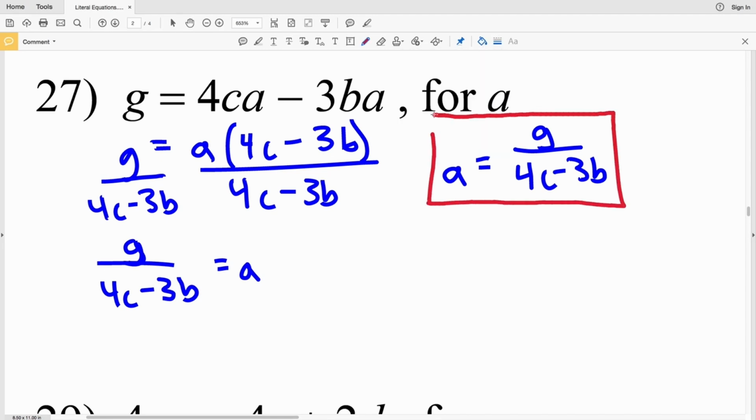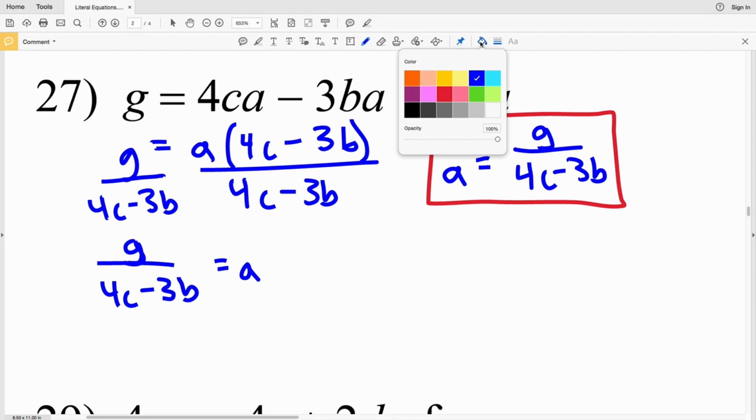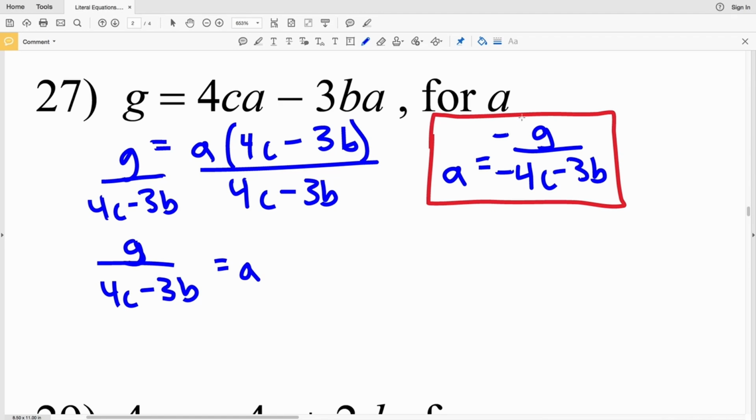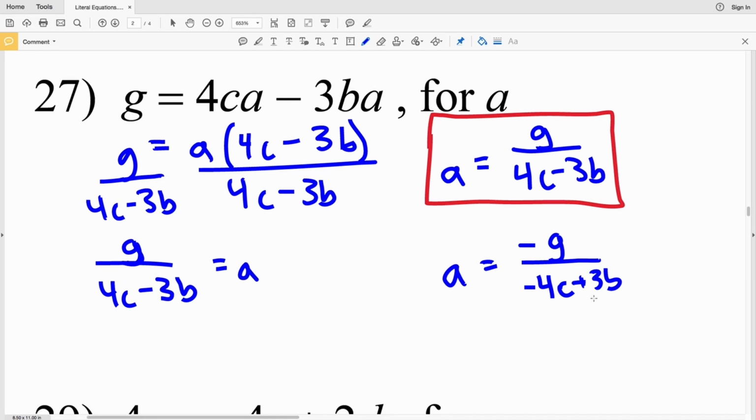Again, on the answer key, they changed it around and took the opposite of both the numerator and the denominator, since a negative over a negative is a positive. So their answer on the answer key is a equals negative g all over, distributing that negative, negative 4c plus 3b, and they rewrote that bottom. But again, it's not necessary, so you can just say that a is equal to g over 4c minus 3b.